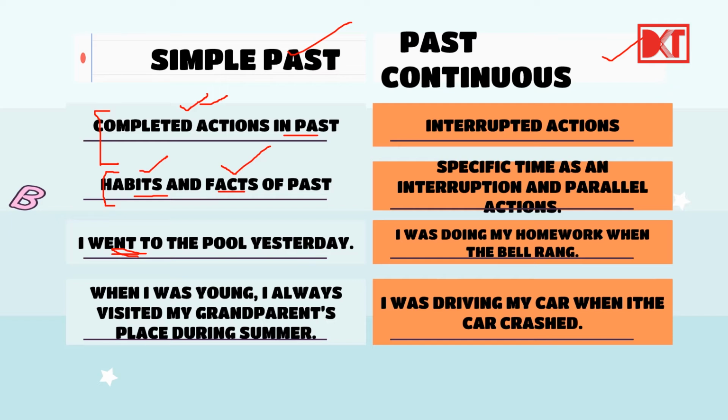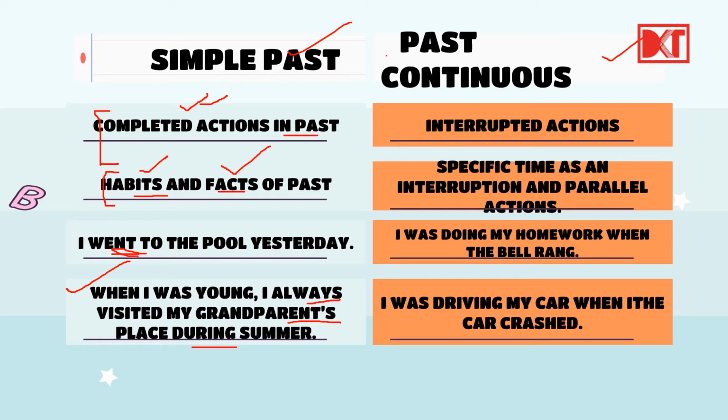Now next example could be, when I was young, I always visited my grandparents' place during summer. Now here this is also a fact and habit of the past कि जब भी during summer I always visited, मैं हमेशा visit करता था, पर ये past की बात है. Right. This is the habit and fact of the past. This is for the simple past.